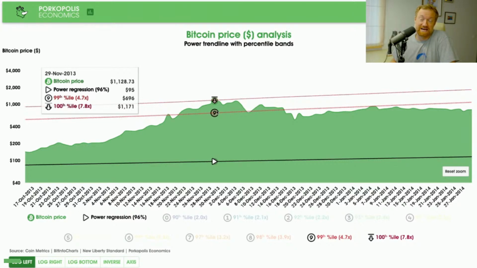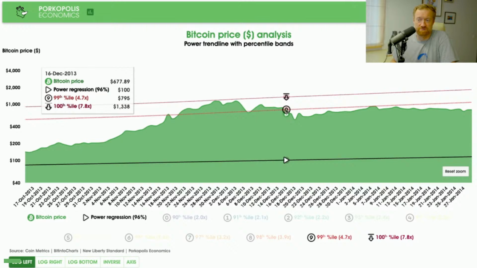And the 99th percentile now, which is still that 4.7x multiple, we easily cleared that at least for a couple weeks. All right, from the 18th of November, 2013, Latvia's Independence Day, November 18th, all the way to about December 16th.